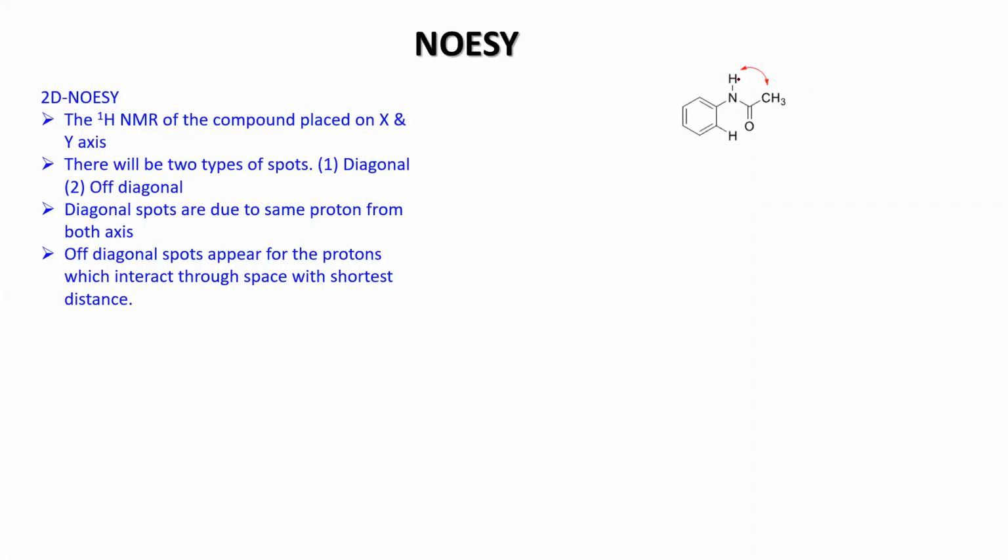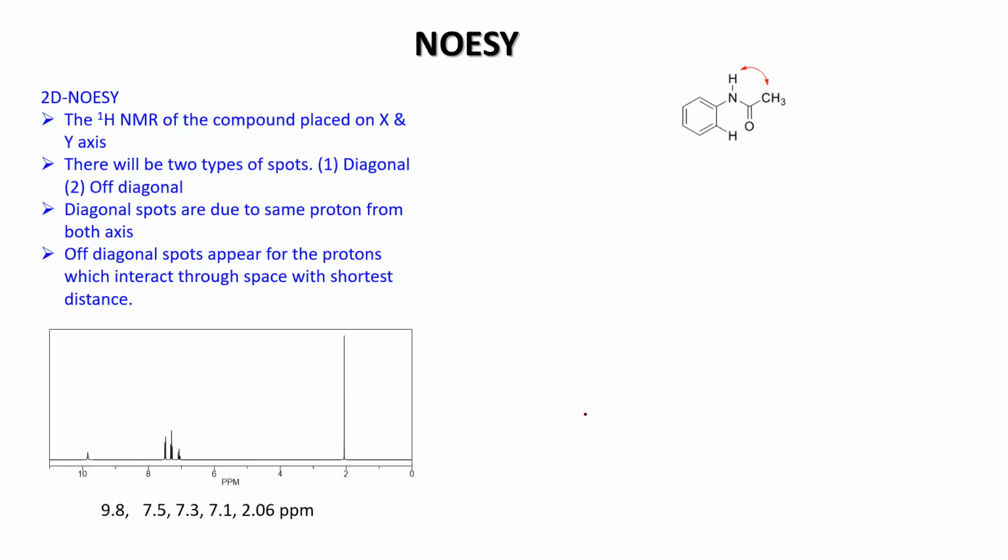This compound, if you look at the NH proton and methyl proton, they are closer in this form. Let me give the proton NMR of the compound. So this is the proton NMR of the compound. This 9.8 peak is due to the NH proton. So this is NH.